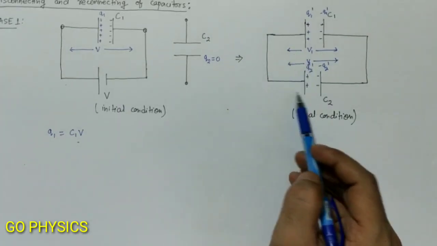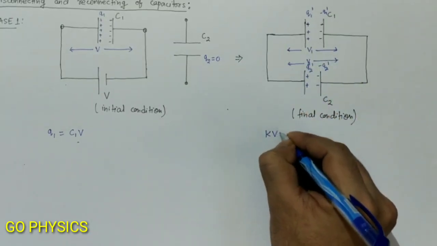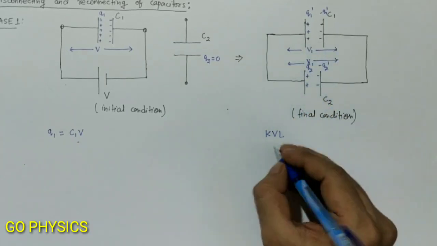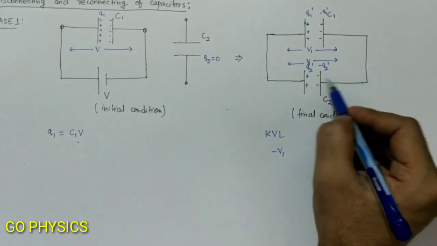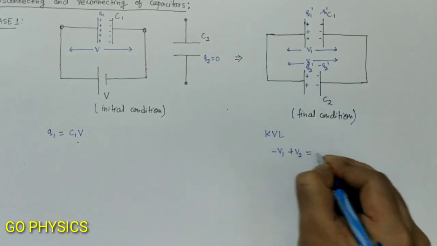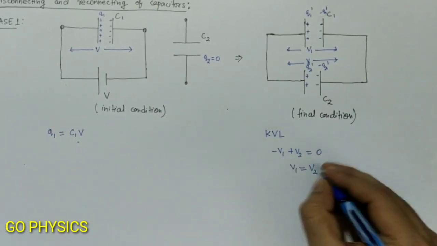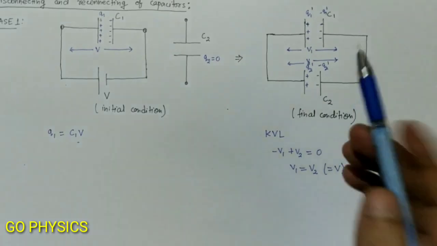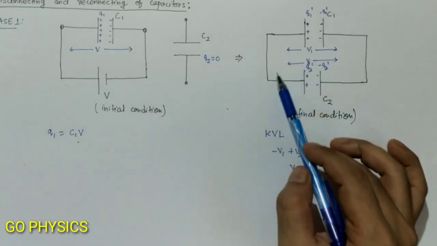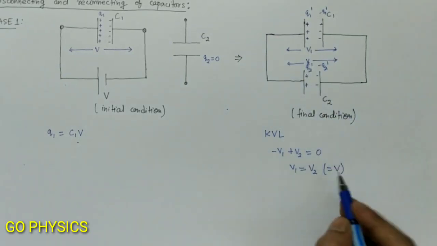Now apply Kirchhoff's voltage law, KVL, in the final situation. I am moving clockwise, and I am leaving the negative plate, so minus V1, and now I am leaving the positive plate of capacitor 2, so plus V2 equals 0. From here we get V1 equal to V2, and let us assume this is equal to V. That is, in the final condition, the charge will move from plate 1 to plate 2 till both plates acquire a common potential V.